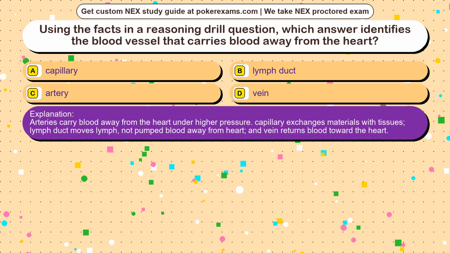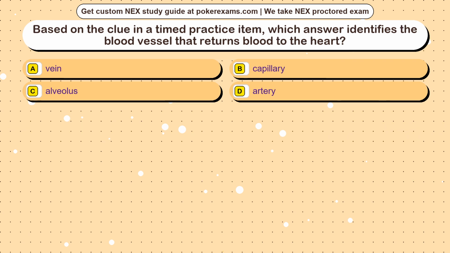Question 17. Based on the clue in a timed practice item, which answer identifies the blood vessel that returns blood to the heart? Option A, vein. Option B, capillary. Option C, alveolus. Option D, artery.